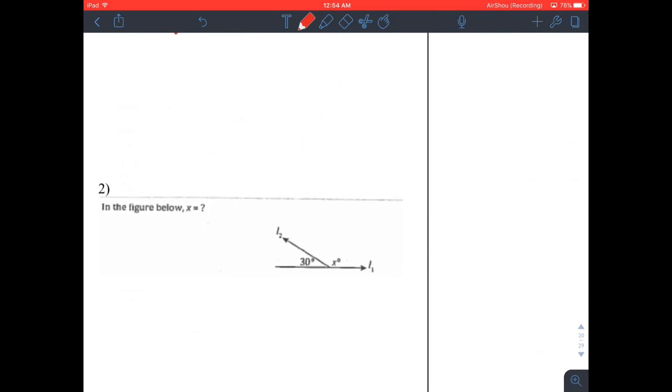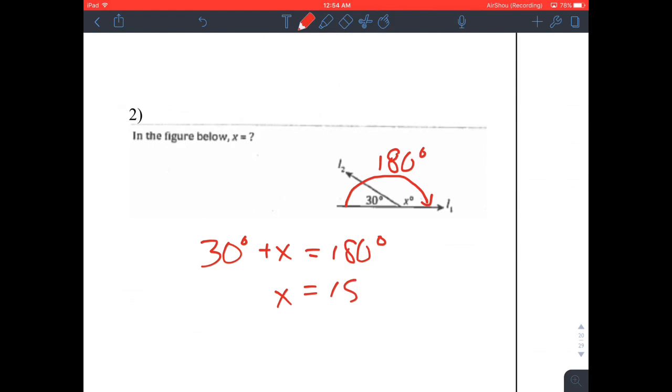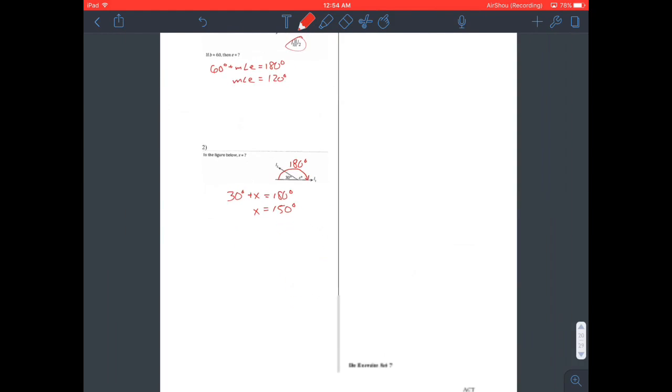Another example. What is the value of X? I told you previously that if two angles make up a straight angle, they're called a linear pair. Make a straight angle, it's 180 degrees. A linear pair is supplementary. Must mean that X is 150 degrees. Boom.